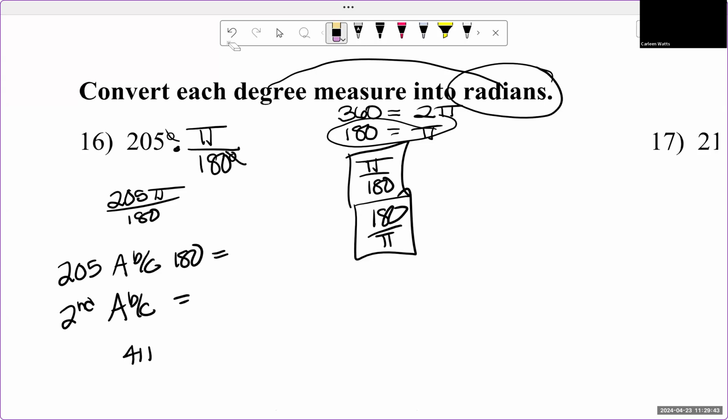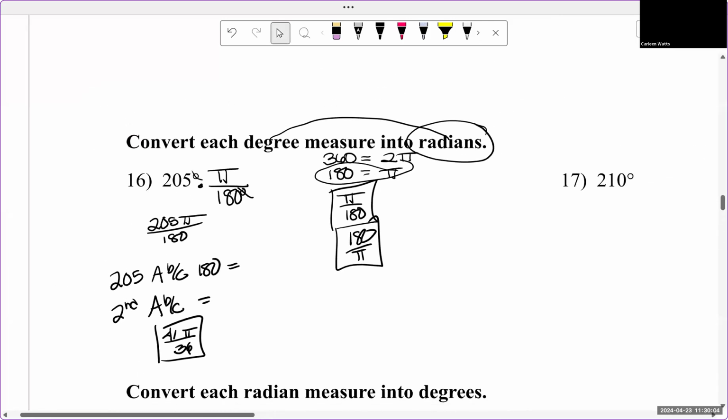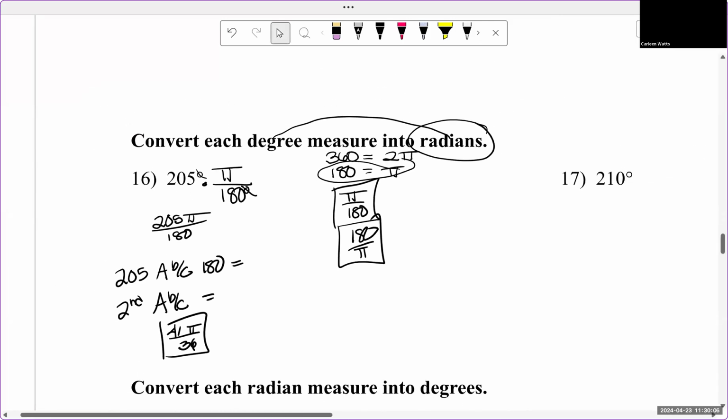41, whoa, 41 pi over 36. See how important it is to be able to do that. Now you could reduce that on your own. 205, you could divide by 5. That's it, just divide by 5. You could divide the top and the bottom by 5 and you'd get the same thing. Okay, so I think we're good. We're going to cross off 17.